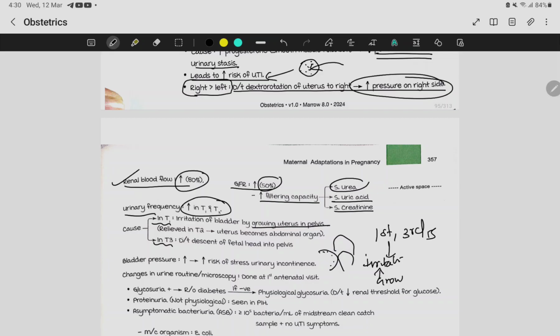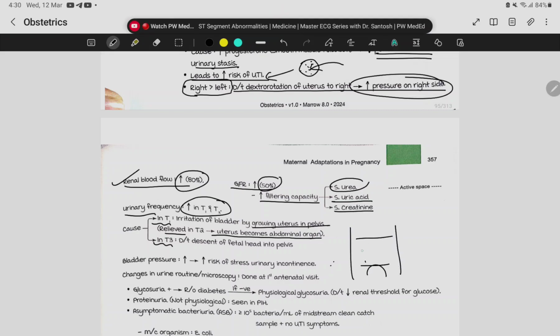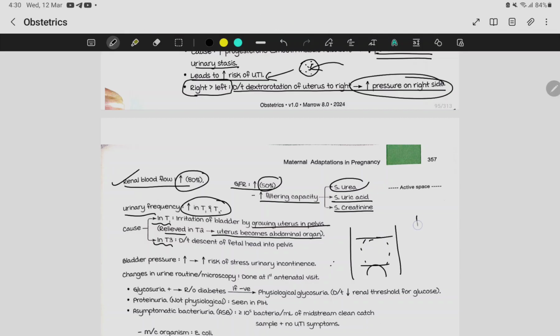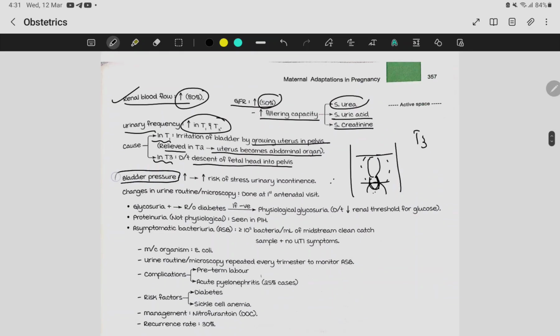Because of that, there will be increased micturition, and this is relieved in the second trimester because the uterus becomes an abdominal organ. So because of that, there is no irritation of the bladder as such. In the third trimester, again the descent of the fetal head happens. Because of that, the fetal head in the pelvis can also cause irritation of the bladder. Blood pressure increases, and because of the increase in blood pressure, there is an increase in SUI, stress urinary incontinence.